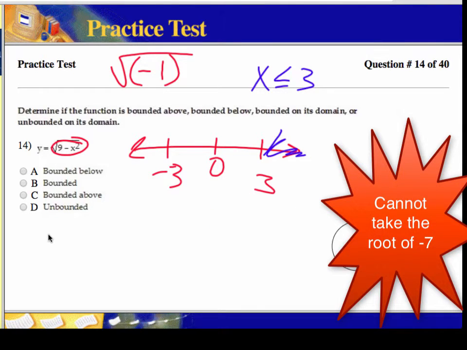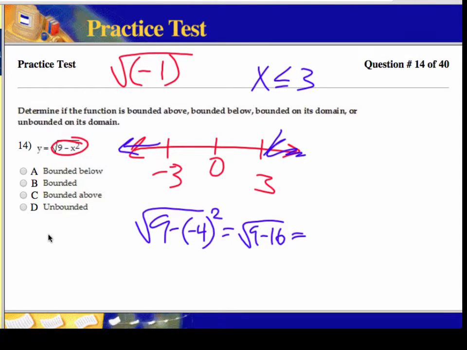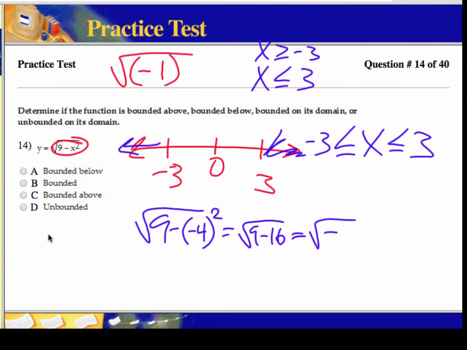Now, I think a similar thing happens if I go to this side of negative 3. So let's try it. If I say 9 minus negative 4 squared. Well, hey, that's the same thing, isn't it? 9 minus 16. Clearly, this is a negative number, right? So x can't be less than, what's another way to say that? X has to be greater than or equal to negative 3. And truthfully, I could combine these and say x is trapped between negative 3 and 3. Does that make sense? Because really, x can live here, right?